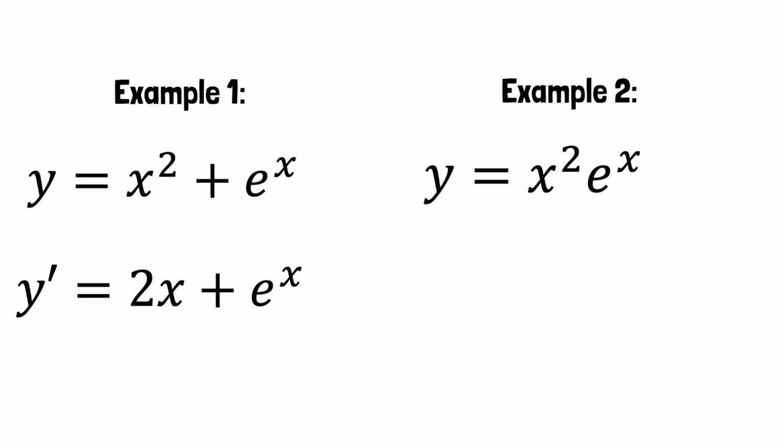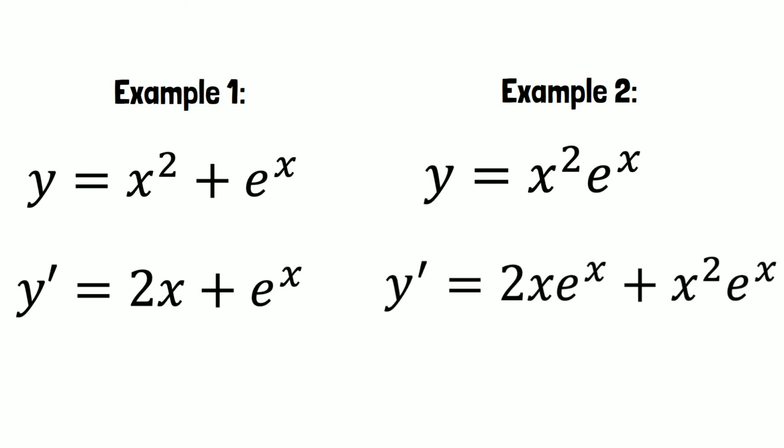Now we almost have the same function, but instead of adding e raised to the power x to x raised to the power 2, we multiply it with x raised to the power 2. We have to use the product rule to find the derivative of y. The answer is 2x multiplied by e raised to the power x plus x raised to the power 2 multiplied by e raised to the power x.